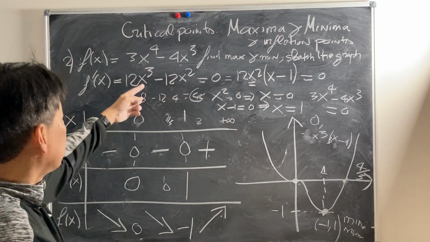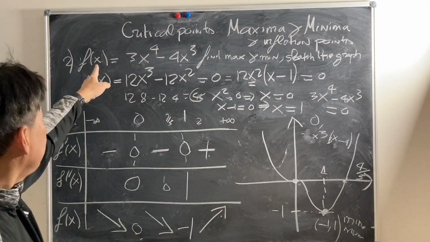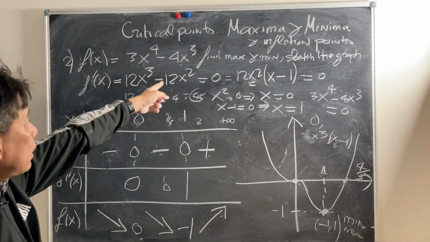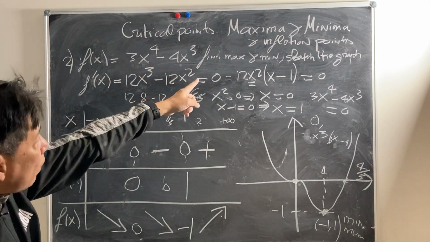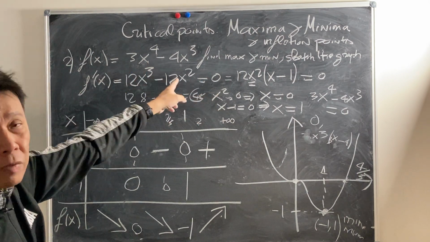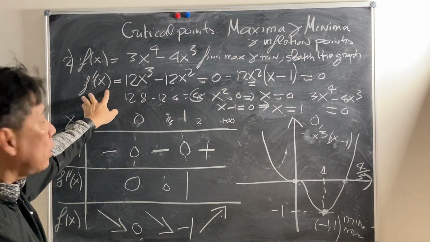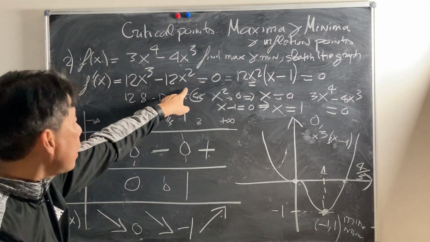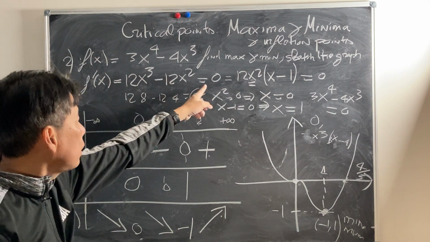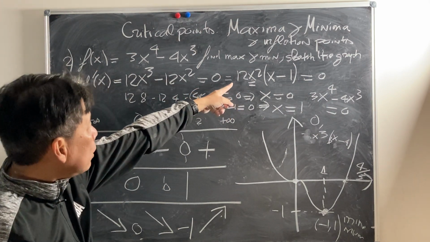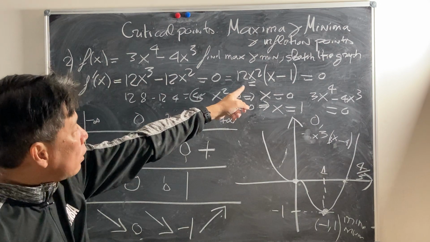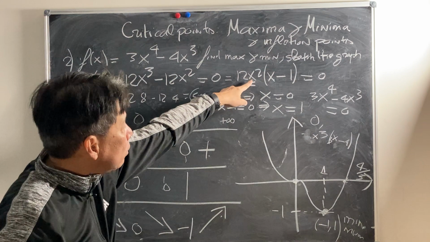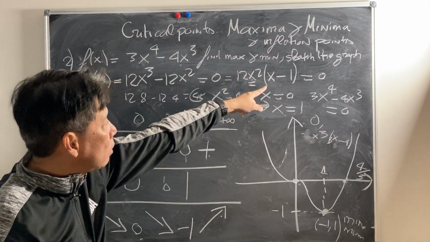So again, in this problem, the function f of x equals 3x to the fourth minus 4x cubed. We need to find the maximum and minimum. In order to do that, you need to take the derivative. The first derivative equals 12x cubed minus 12x squared, and we set it equal to 0. We factor it: 12x squared times x minus 1 equals 0. That means the first root is x equals 0, and the second is x equals 1.